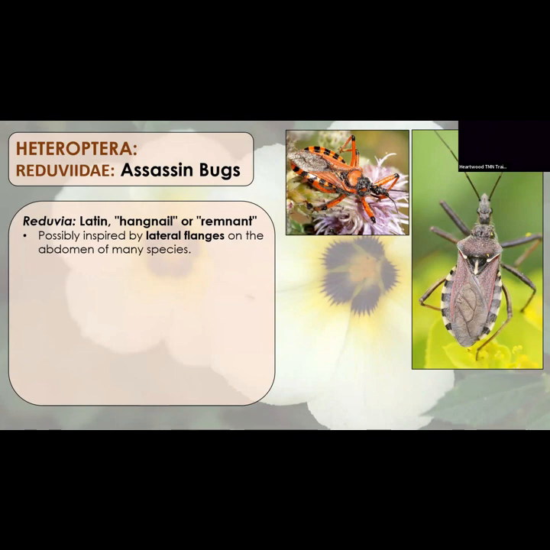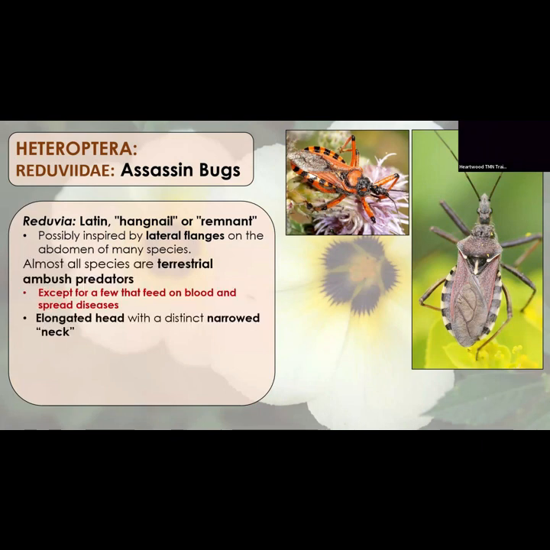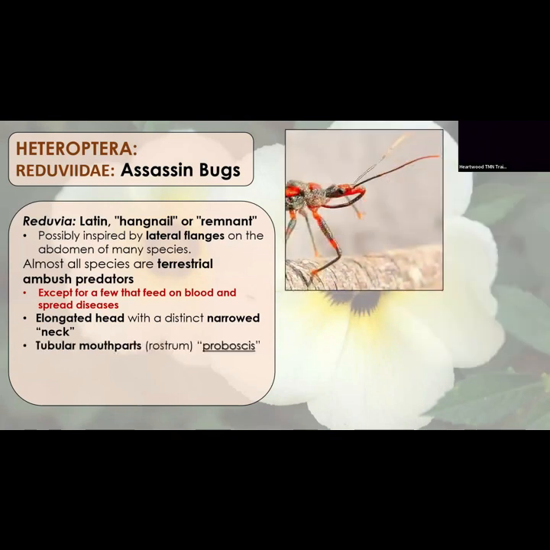All right. So Reduviidae, the name Reduvia means hangnail or remnant, and it's thought to refer to these flanges on their abdomen being a remnant on the outside. They're terrestrial ambush predators, except for a few that feed on blood and spread diseases, and they have an elongated head and a distinct neck. That tapering to the neck is also pretty unique to Reduviidae. Reduviidae have, so that rostrum, right, that nose has become modified into a proboscis. So it's not the same as the proboscis of a honeybee. It doesn't coil up, it doesn't do all these things.